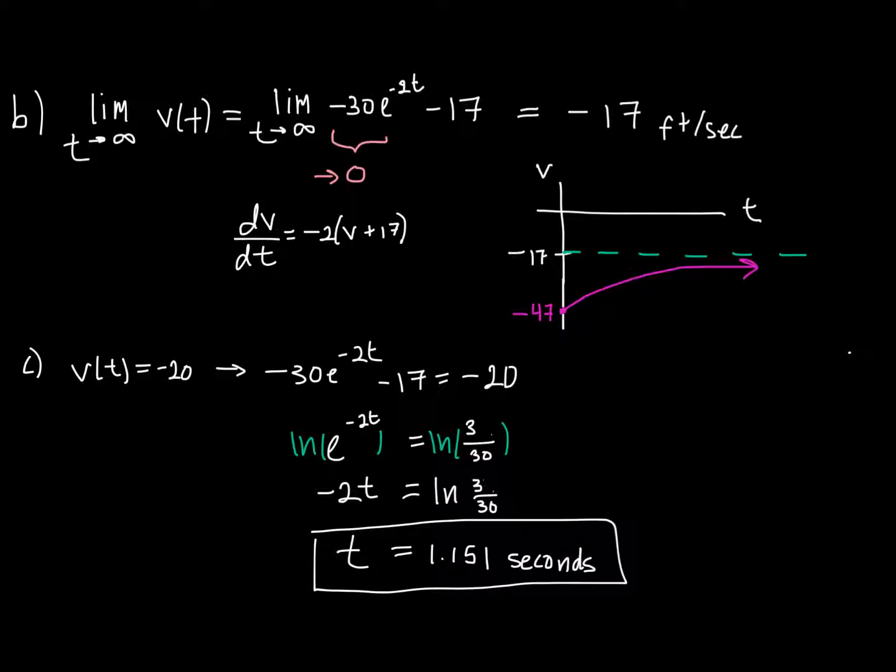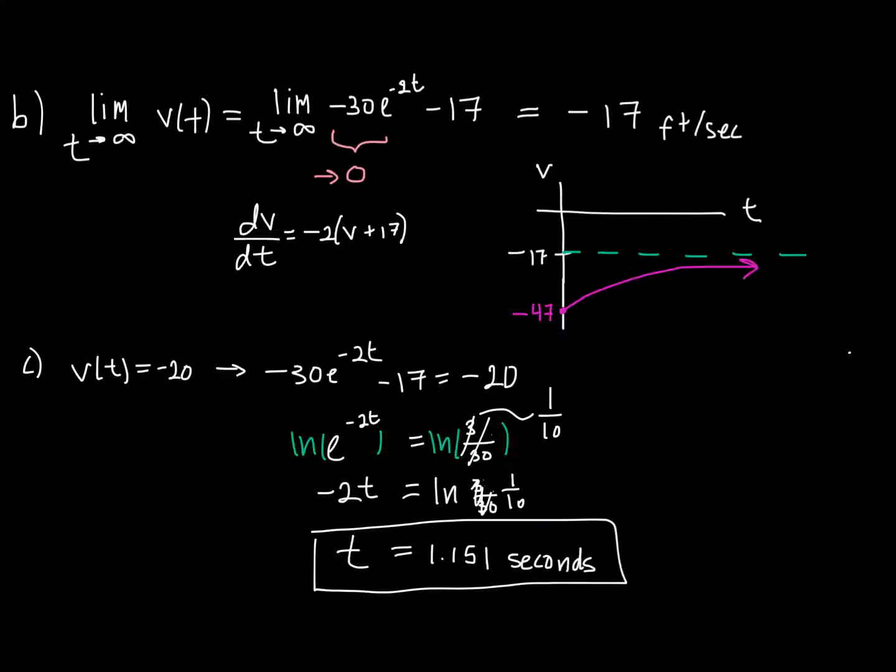So setting that equal to my velocity, I'm going to now be able to solve for t. I'm going to add 17 to both sides and then divide by negative 30. So that's going to be negative 3 over negative 30, which ends up being positive because it's a negative divided by a negative. In fact, I could rewrite this here as 1 over 10. All right, so I have e to the negative 2t equals 1 over 10. It's a little bit easier.